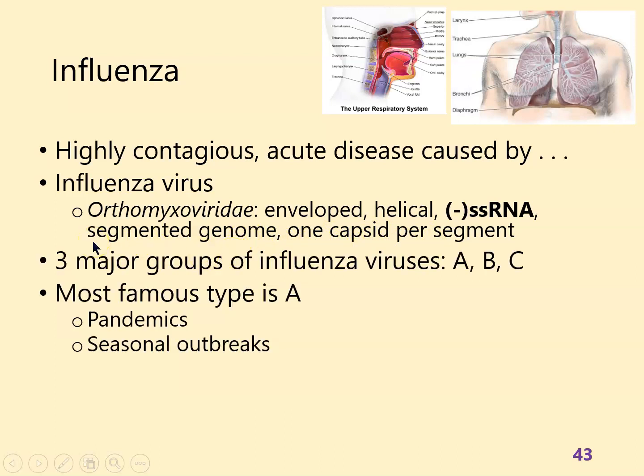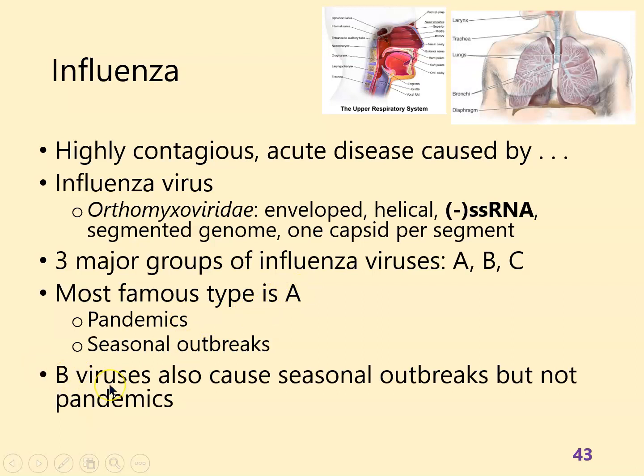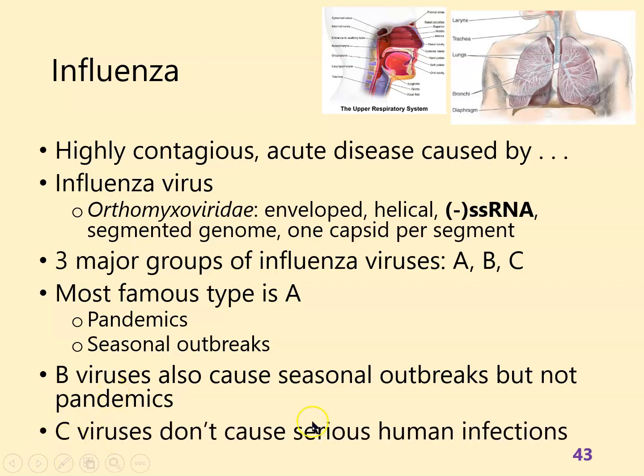The 3 major groups of influenza viruses: the ones that cause the pandemics that we think about, that we're very afraid of a lot of the time, are influenza A viruses. B viruses cause seasonal outbreaks. And so if you get the trivalent influenza vaccine, it's usually 2 A strains and 1 B strain. C viruses don't seem to cause serious infections, so we don't think about them very much.